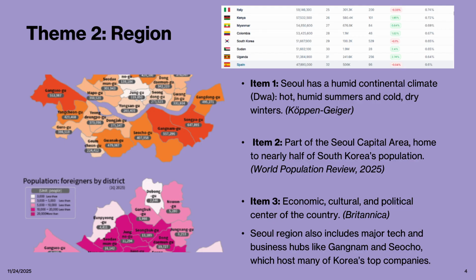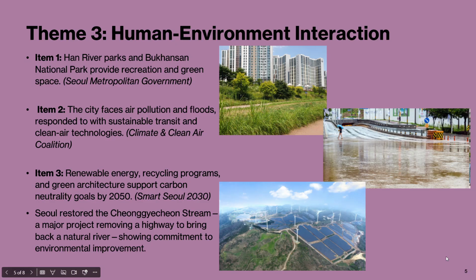It's the economic, cultural, and political center of the country. That's where a lot of cultural and political and economic things happen, directly in Seoul. It's a very, very populated area in South Korea. The Seoul region also includes major tech and business hubs like Gangnam and Sokcho, which host many of Korea's top companies. Theme 3 is human environment interaction.